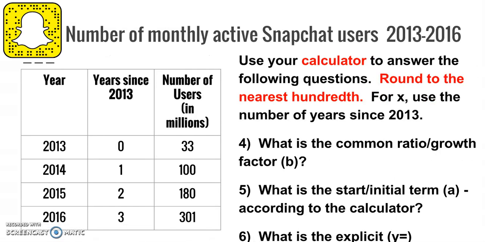Part 2. This is the number of monthly active Snapchat users from 2013 to 2016. 2013, there were 33 million users. 2014, 100 million. 2015, 180 million. And 2016, 301 million. What is the common ratio or the growth factor? When you're entering this list in the calculator, this goes in list 1, the years since 2013, and this goes in list 2. What is the start, the initial term, according to the calculator, and what is the explicit or the y equals equation?